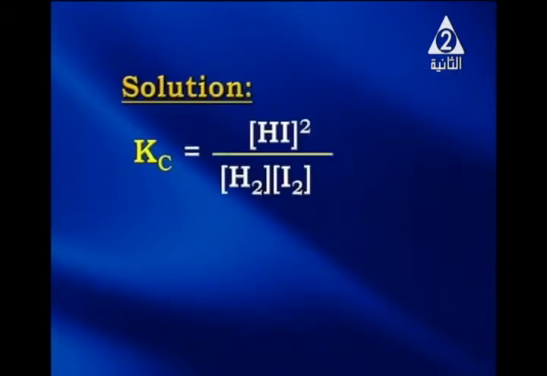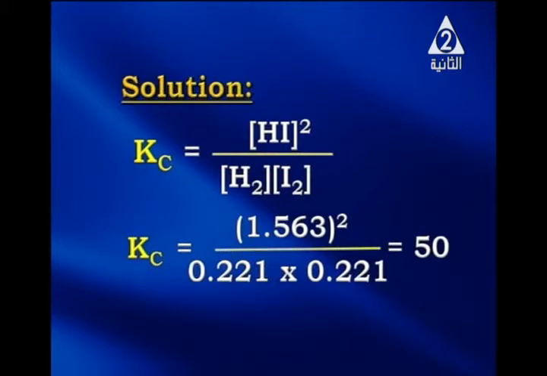The solution of the problem: we have to write the equilibrium constant Kc equation, which is products concentration over reactant concentration. So HI power 2, because 2 is the number in the balanced equation of hydrogen iodide, over the concentration of hydrogen times concentration of iodine. So we substitute their values of concentration in this equilibrium constant Kc as shown on the screen. So 1.563 power 2 over 0.221 times 0.221 equals 50.